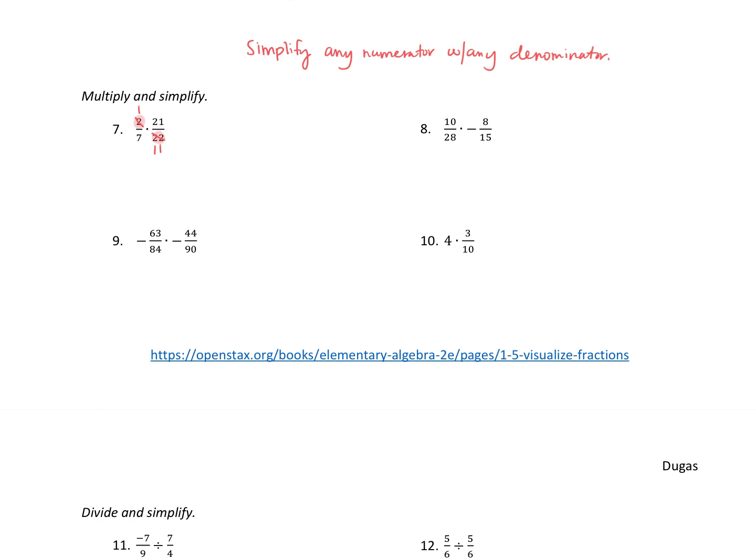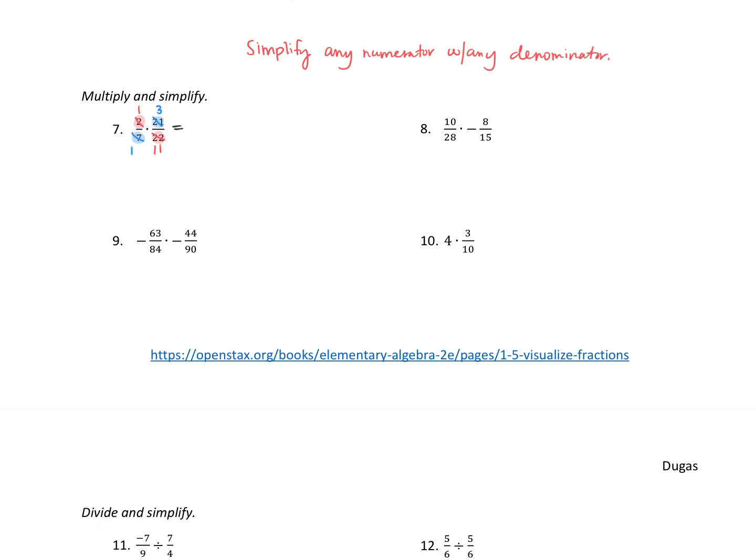Okay, now I'm going to look at the other factors. I have 7 and 21. Both of those are evenly divisible by 7. So 7 divided by 7 is 1, and 21 divided by 7 is 3. I have nothing else that's in common that I can divide out, so now I simply multiply across.